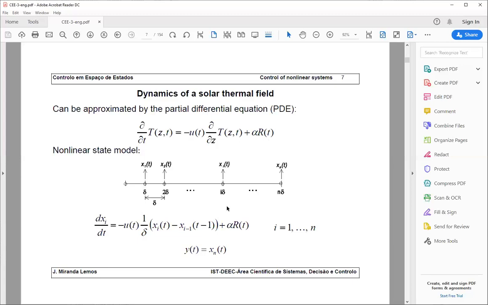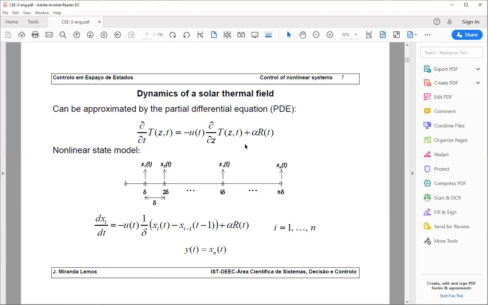Now we have one problem, and the problem is that this is an infinite dimensional system, and we don't know how to deal with infinite dimensional systems. Why infinite dimensional? Because the state is a function of space and time. So at each time you have the space, which has an infinite number of values. So the temperature at all possible points in the segment of the pipe.